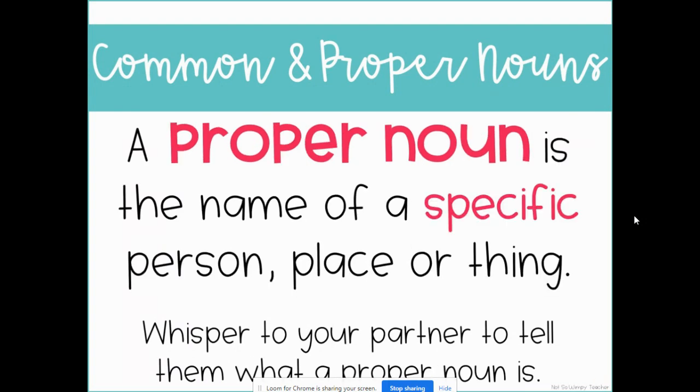All right. A proper noun is the name of a specific person, place, or thing. So a common noun would be, there's a girl. A specific noun would be Madison. She's a girl. So that's giving us a specific girl, and it has her name, so her name is going to be capitalized. A proper noun is the name of a specific person, place, or thing. So let's copy that down.